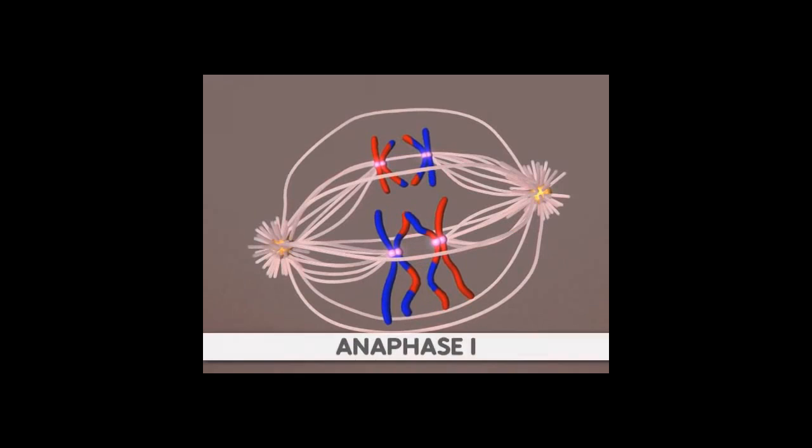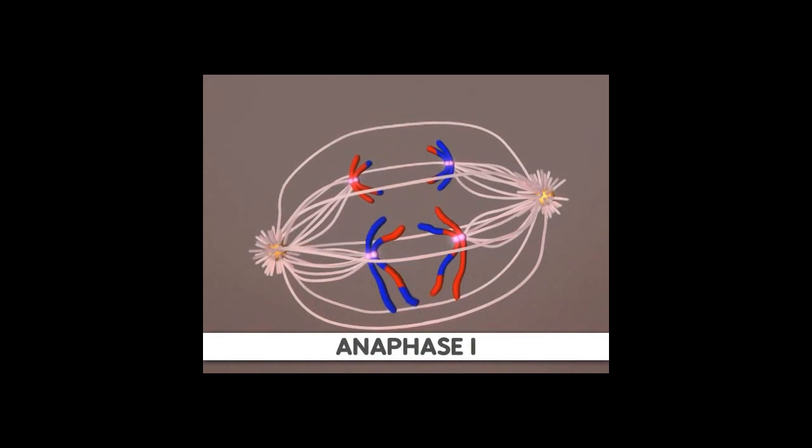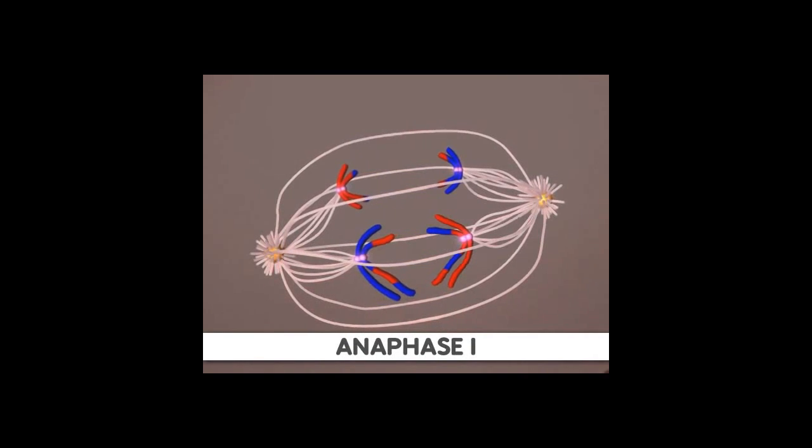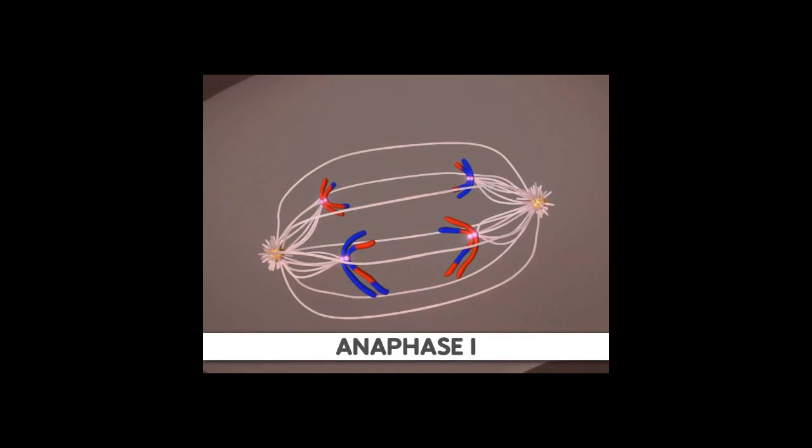The next phase is Anaphase I. During this phase, homologous chromosomes separate and migrate to the two poles of the cell. Importantly, the sister chromatids remain attached at their centromeres.